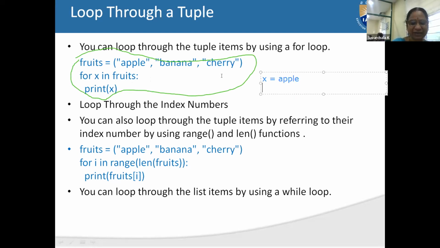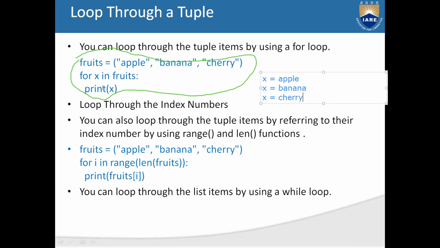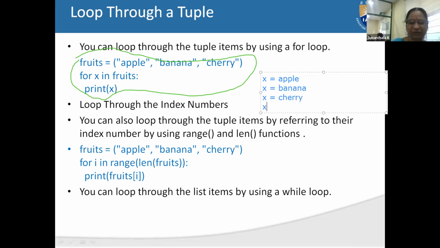Similarly, what is the next value of x? Next will be the second element. Second element means the first element by indexing, the zeroth being the first in other words. The third value of x is equal to cherry. So the respective values are printed in the for loop. What is the fourth value of x? Nothing. The tuple got exhausted, so it will stop.